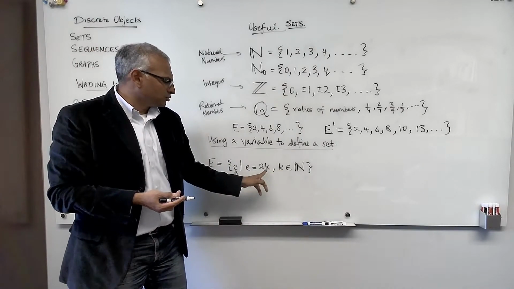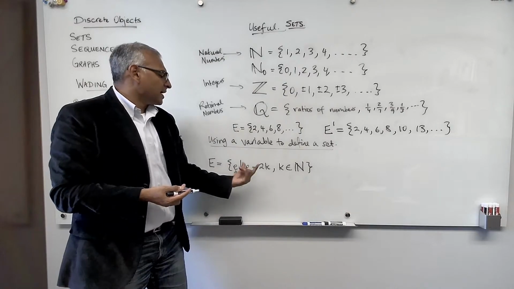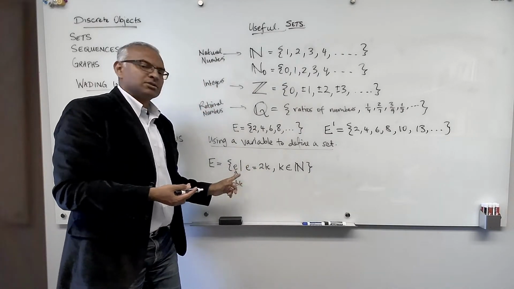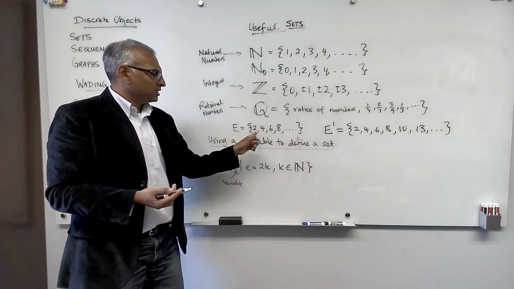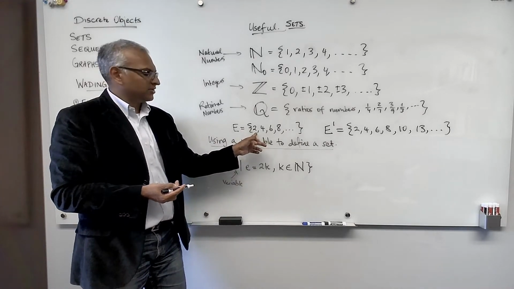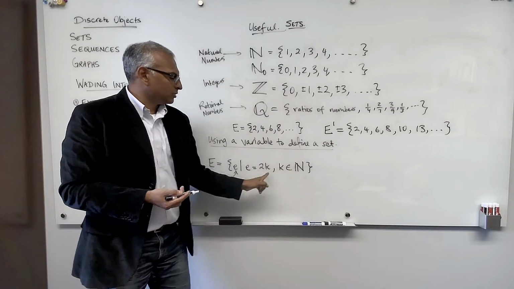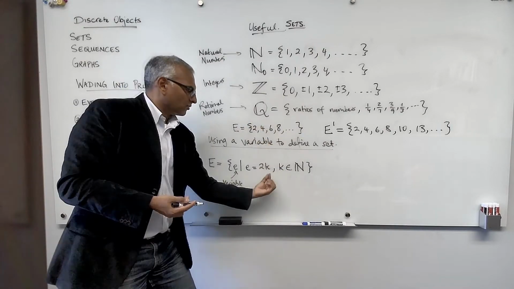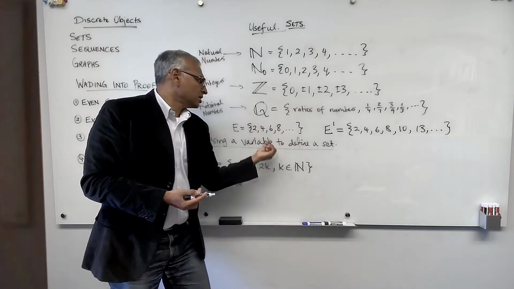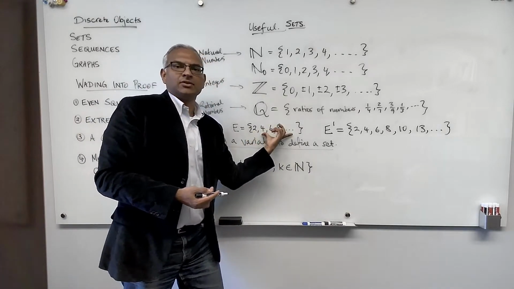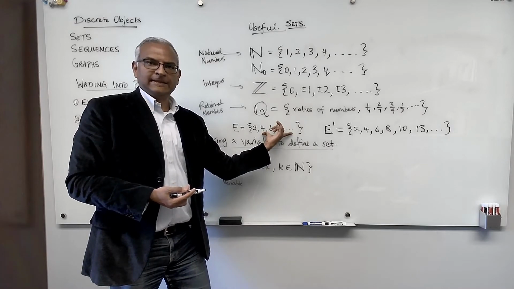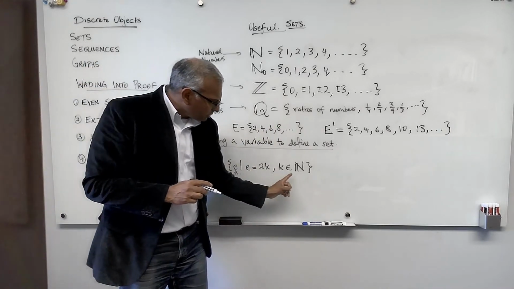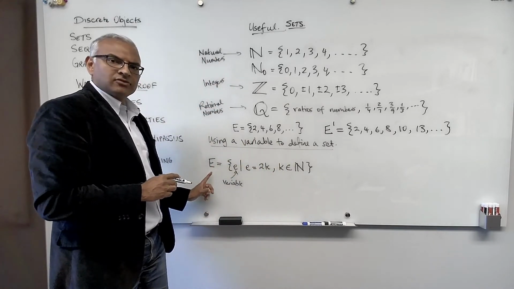k equals 1. You get 2 times 1, which is 2. So that 2 satisfies both of these properties, and so it's a perfectly valid choice for E, and indeed 2 is in the set of positive even numbers. If we put k equals 2, we get 4. k equals 3, we get 6, and so on and so forth. All the possible choices of k generate all the possible values that are in the set E. So this is the use of a variable in defining the set of even numbers.